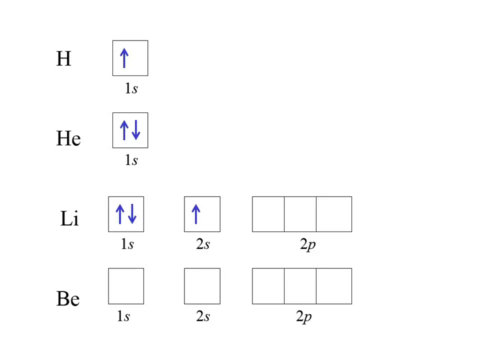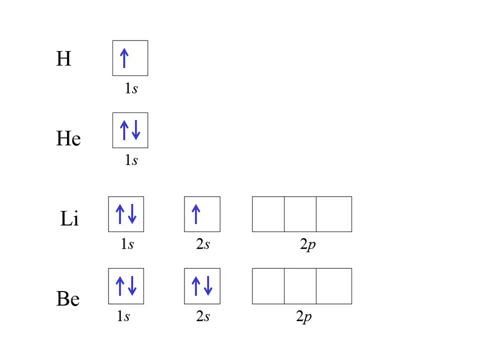Kind of like what I did the other day, we're okay until we get up to here, and then we're going to have to use the arrow diagram. So we're still in here, so that's all fine. Then we go to beryllium, 4 electrons. We put the first 2 in the 1s and the last 2 in the 2s, making sure that they have opposite spins.